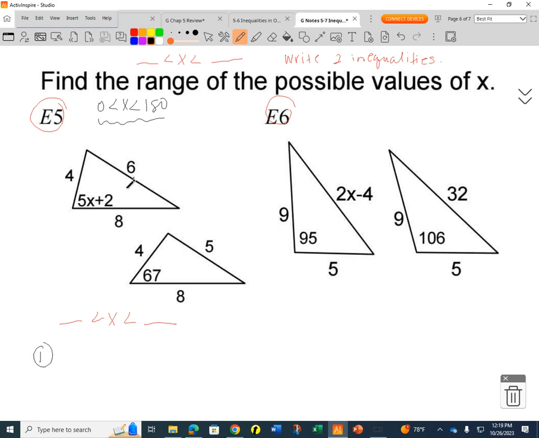So this angle, how does it compare to this angle? We've got 2 congruent sides and their included angle. Since there's 2 congruent sides and their included angles, and the third side measures are different, we can compare them based on these side measures. So the side across from 5x plus 2 is 6. The side across from the other included angle is 5. Since 6 is greater than 5, now I know that 5x plus 2 has to be greater than 67, Jonathan.